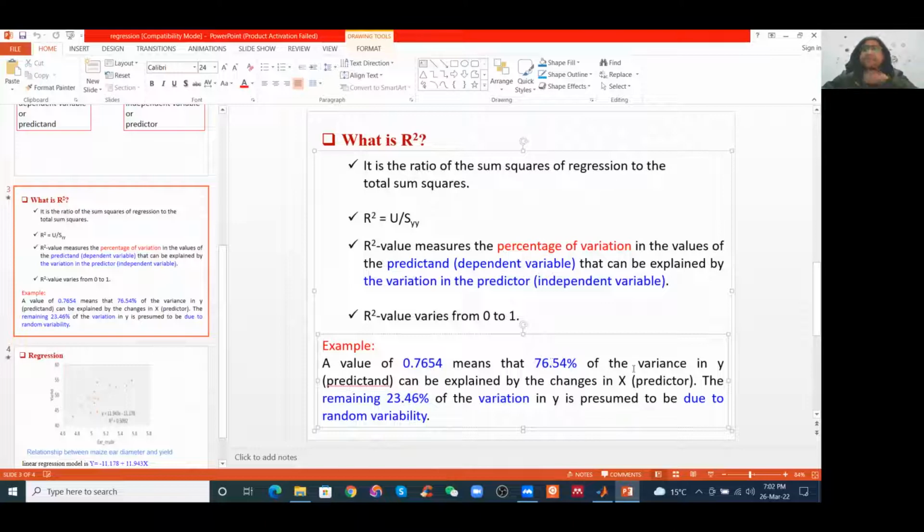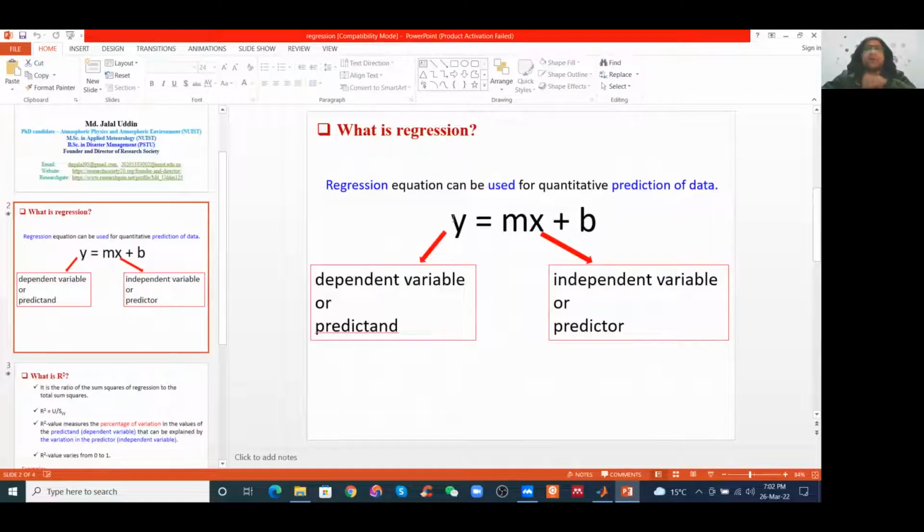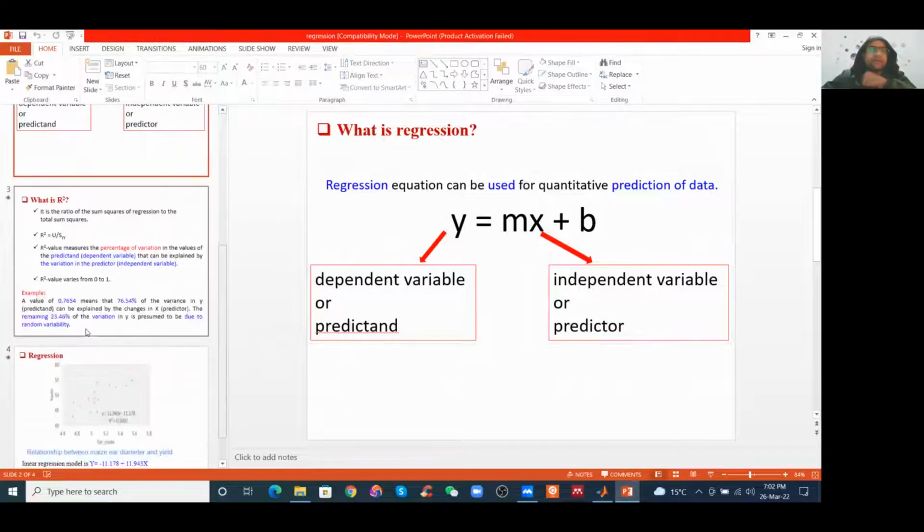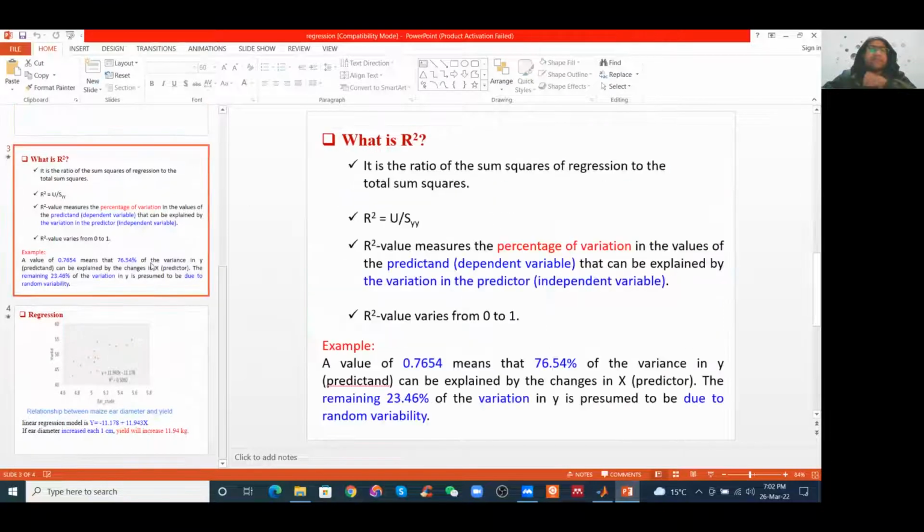That means 76.5% of variance in Y can be explained by the changes in X. That means Y changed about 77% as a function of X, isn't it? What about the remaining 23.46% of the variation? It is presumed to be due to random variability, or other factors in the data, like the remaining random variability of 23%.